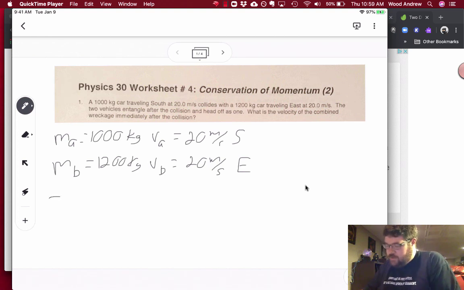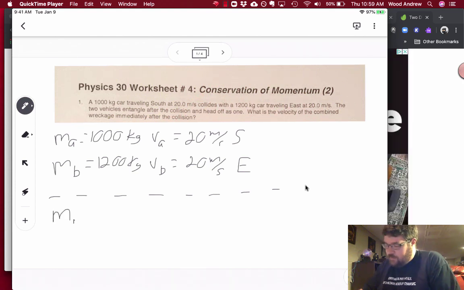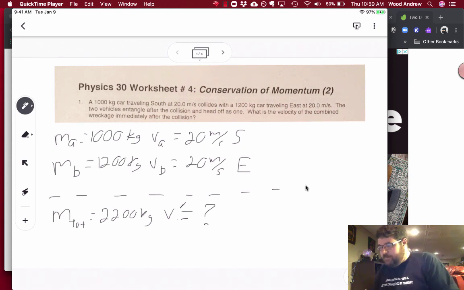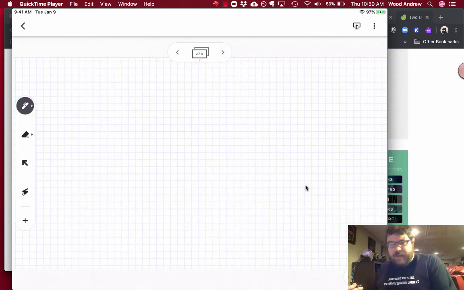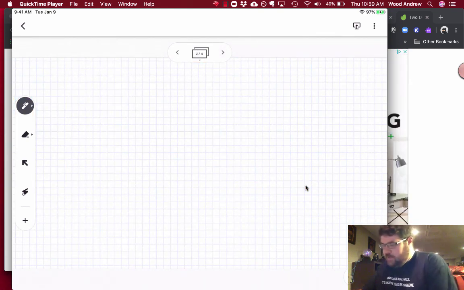After the collision, so this is our after time, we have the two cars together as one, so we have a combined mass. We'll call that mass total, and that'd be 2,200 kilograms. And we have some new velocity, velocity prime, that is our unknown. That's what we're trying to find. The nice thing about this is it's all right angles already.